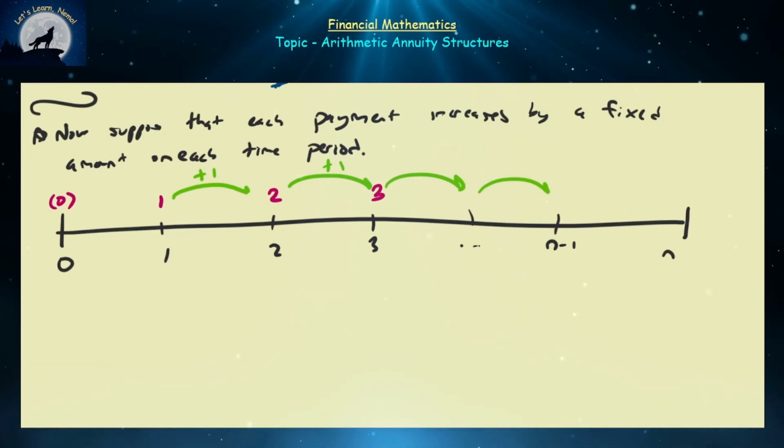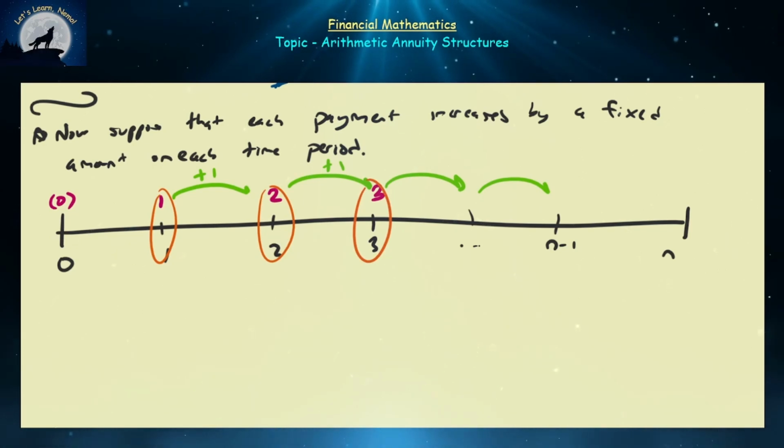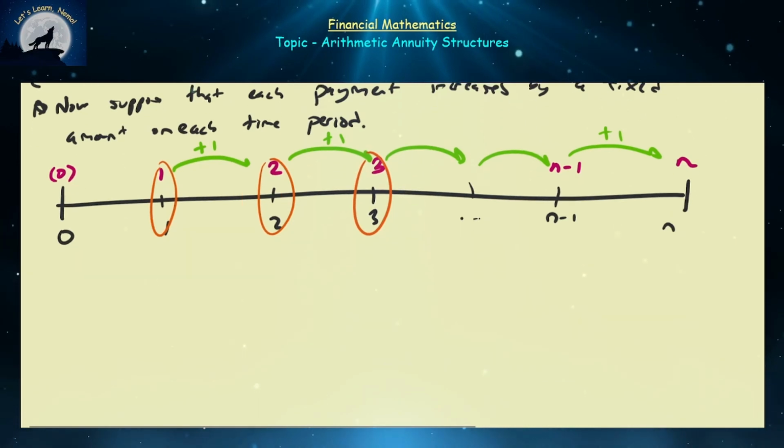So notice that 1 matches with 1, 2 matches with 2, 3 matches with 3, therefore the payment at time t equal to n minus 1 will also be the value of n minus 1. And if we add 1 to that particular value, then we have a payment of size n at t equal to n. So what would the present value of this annuity sequence look like?